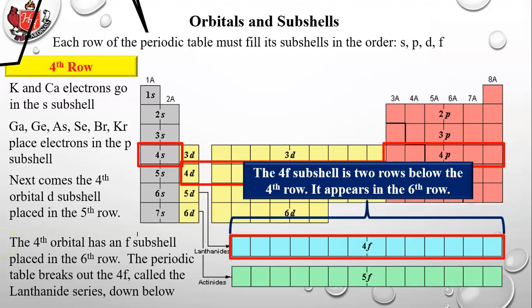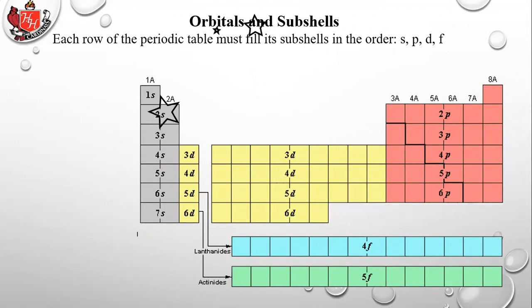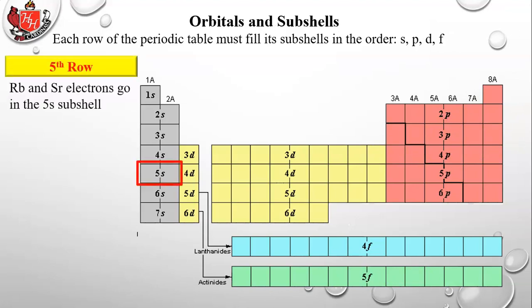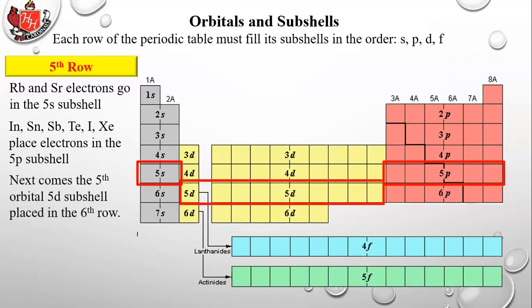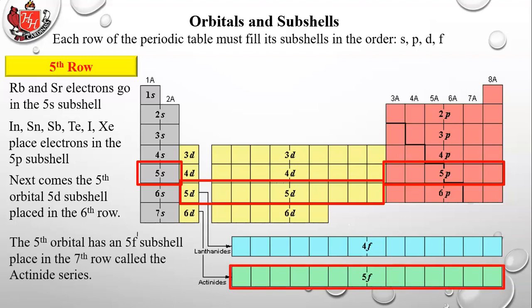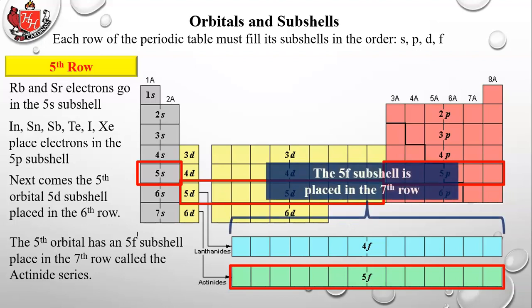Okay, each row of the periodic table must fill its subshells in the order S, P, D, F. So the 5th row starts with the 5s, that would be rubidium and strontium. The next 6 elements are over there in the 5p on the right. Then next comes the 5th orbital 5d subshell placed in the 6th row, 1 row below its row number. And finally, the 5th orbital has a 5f subshell placed in the 7th row, called the actinide series, so the F orbital goes 2 rows below its row number. It's in the 7th row. So the 5F subshell is placed in the 7th row.